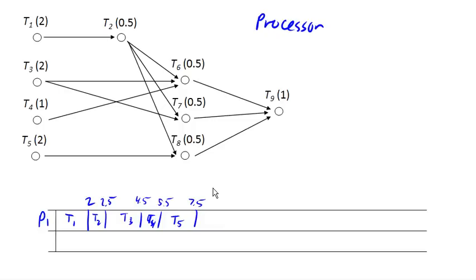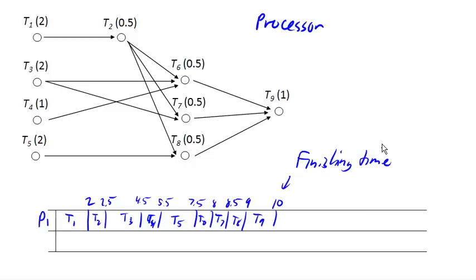And now I can work on task 6 and task 7 and task 8, because everything that needs to be done before those has been completed. And then finally task 9. And what we have here is called our finishing time. So finishing time is the time it takes for all the tasks to get completed. And this is going to depend upon the number of processors and the particular order in which people work on things. And so this will vary depending upon the specific schedule.